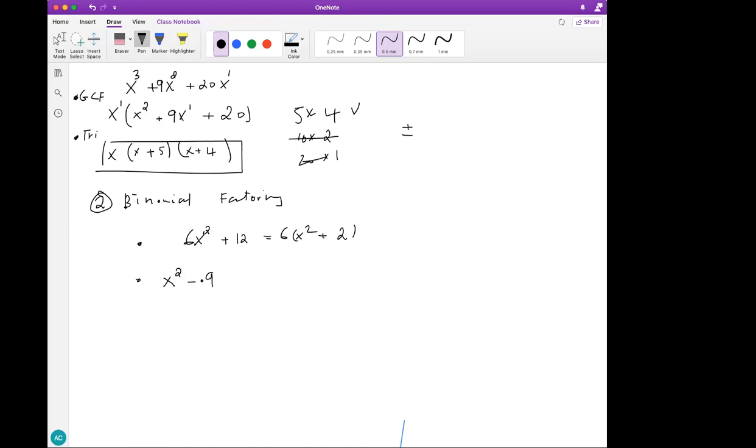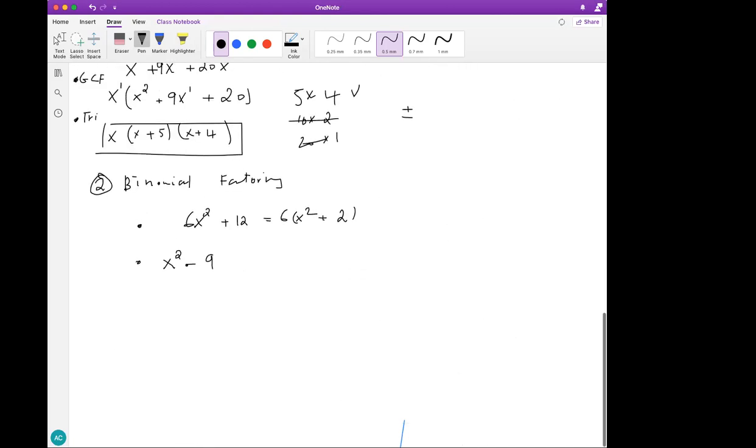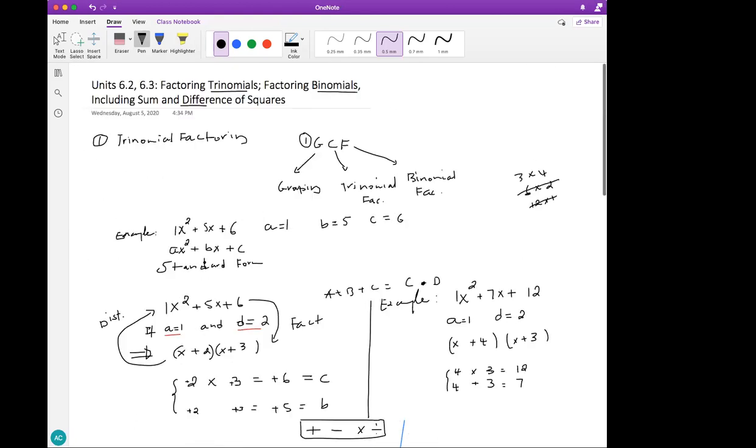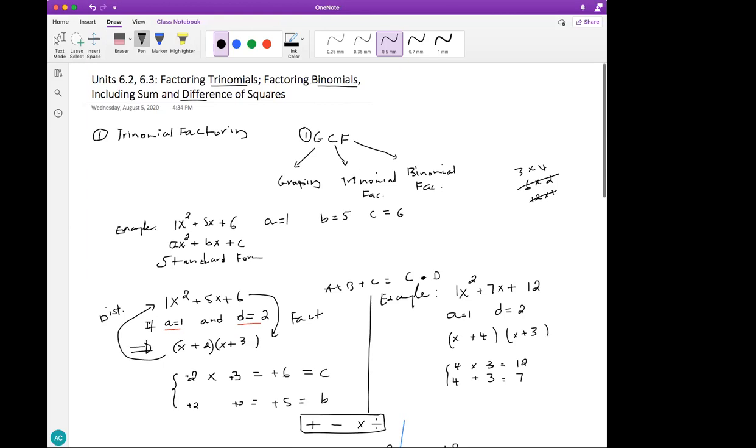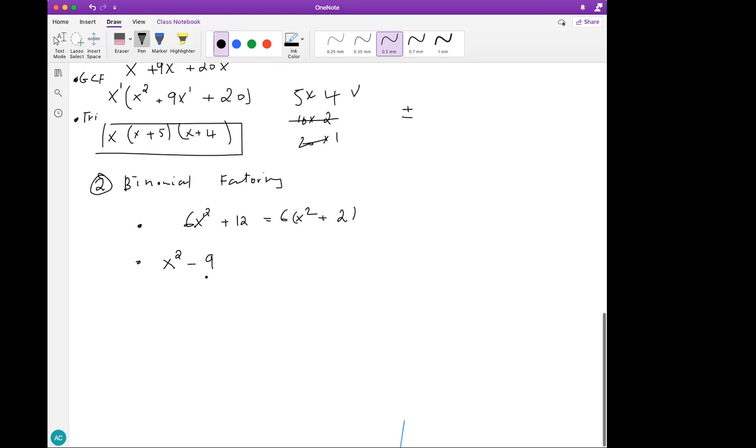That's a binomial, it has 2 terms. As always, look for a GCF. There is none here. We don't see any common thing. Obviously, we can't use the trinomial method because it's a binomial. We can't use grouping. So does anybody know how to turn this subtraction into a multiplication?